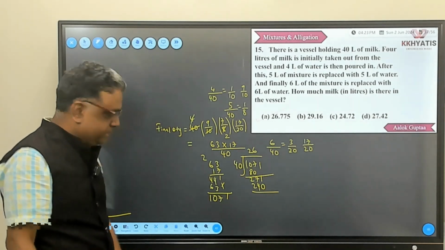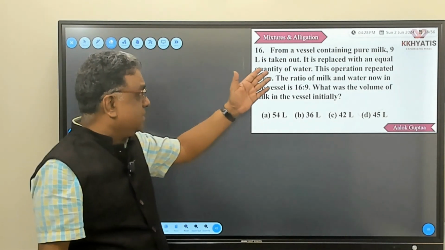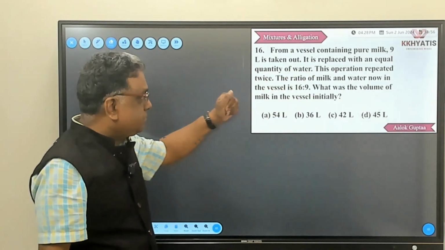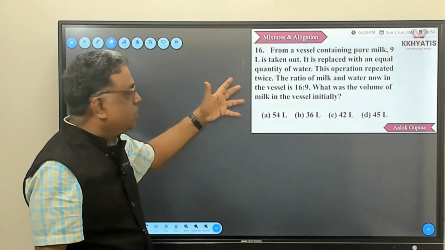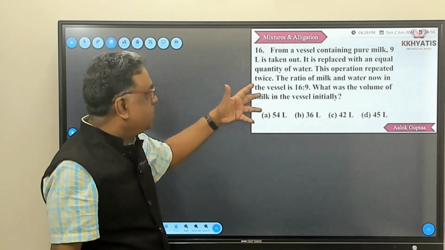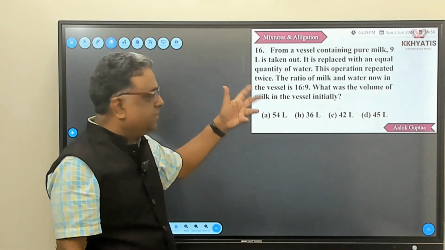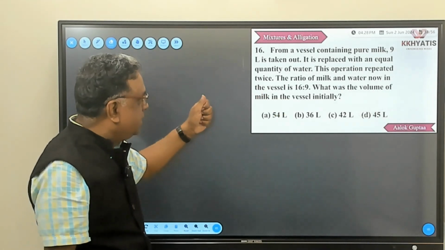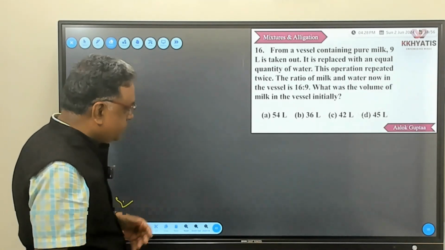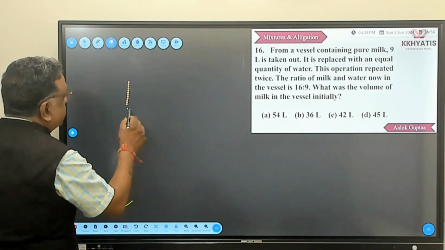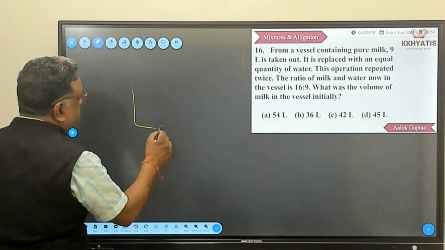Can we move ahead? So the next sum is: from a vessel containing pure milk, 9 liters is taken out. It is replaced with an equal quantity of water. This operation is repeated twice. The ratio of milk and water now in the vessel is 16:9. What was the volume of milk in the vessel initially? So there was a vessel.